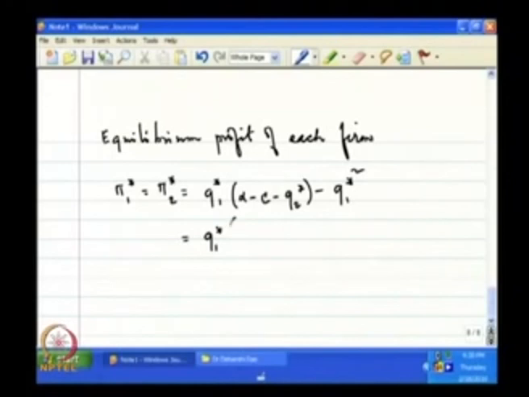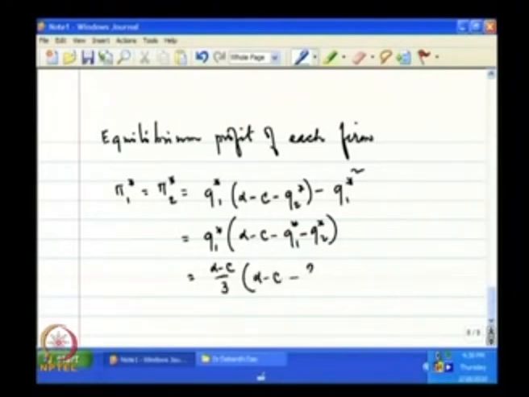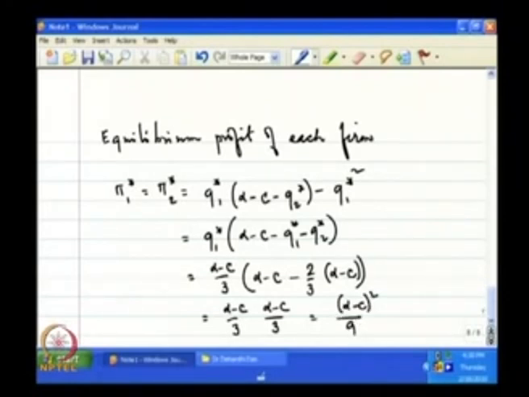So, I can take Q1 star common. So, alpha minus C minus Q1 minus Q2. And what is that? This is alpha minus C divided by 3, times alpha minus C minus 2 by 3 alpha minus C, because there are 2 alpha minus C's. So, this is nothing but alpha minus C divided by 3. So, this is alpha minus C whole squared divided by 9. So, this is the equilibrium profit of each firm.